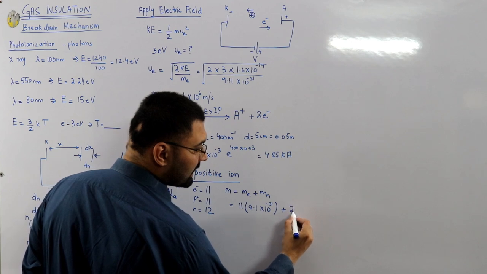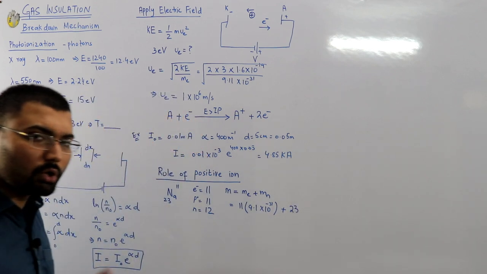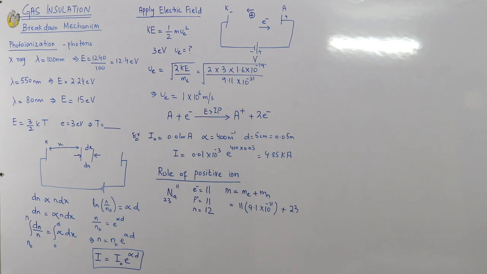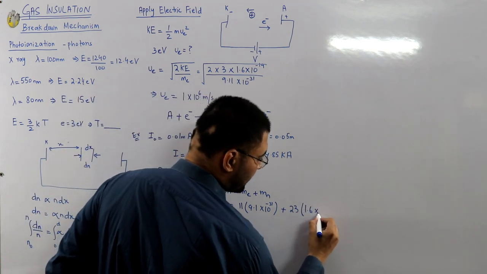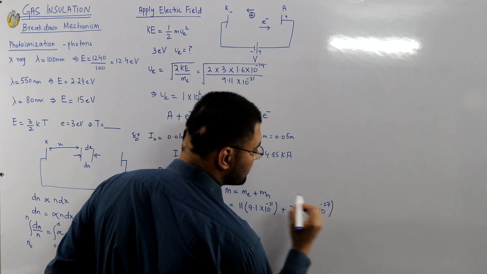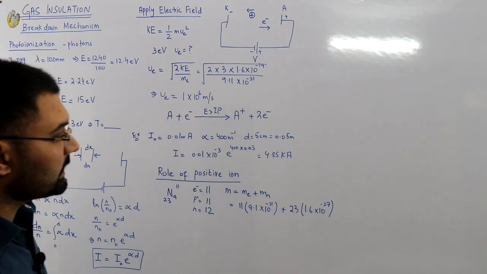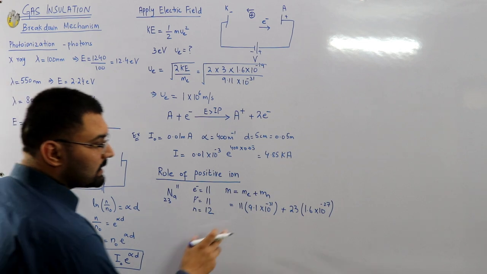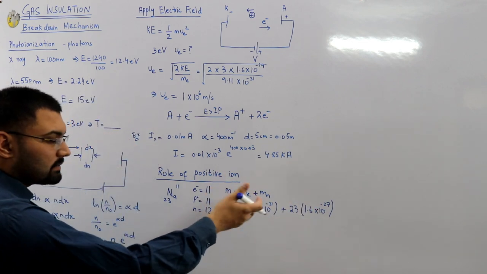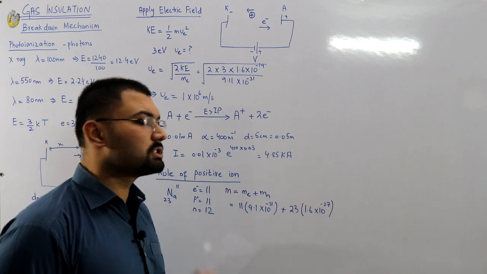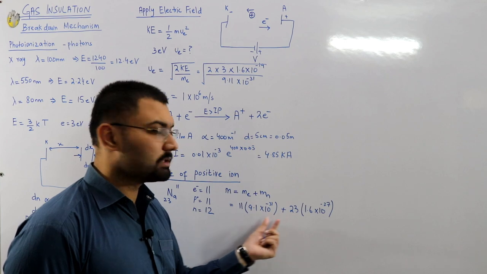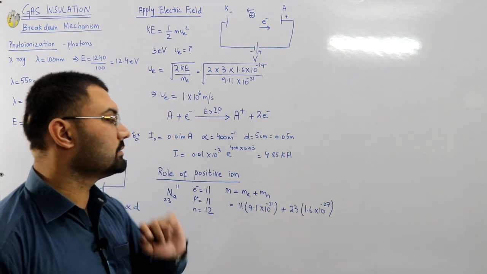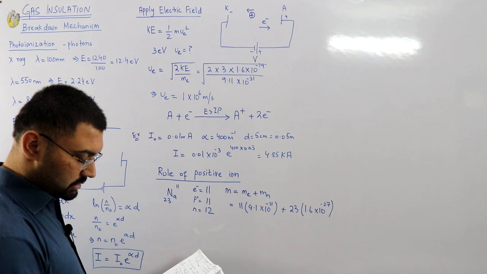23 nucleons are there. The mass of the proton and neutron is approximately the same, which is 1.67 into 10 to the power negative 27. And then if you don't have time, you can neglect the electron mass. Why? Because have a look, there is a huge difference, at least four decimal places. So this is quite smaller than this one. So you can neglect this and only calculate this to get the mass of the positive ion.